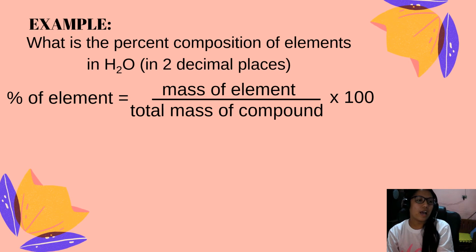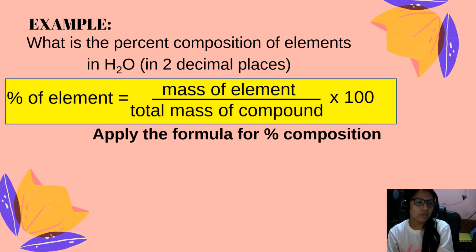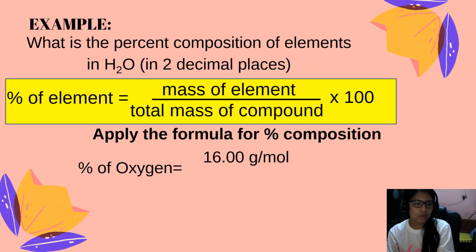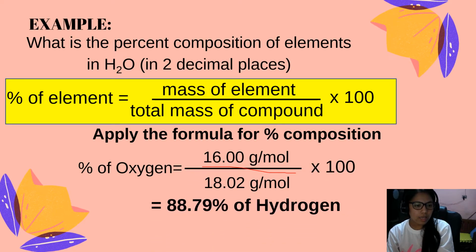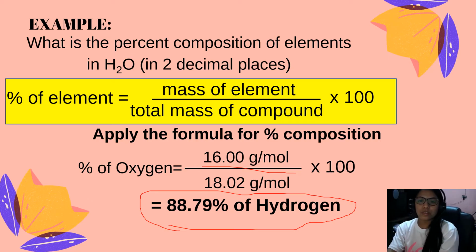Next, hahanapin naman natin yung percentage composition ng oxygen. So, ang 16 gram per mole ang mass ng element ng oxygen. We're going to divide it to 18.02, which is the total mass of compound. Multiply natin sa 100. The answer will be 88.79% of oxygen. Okay?